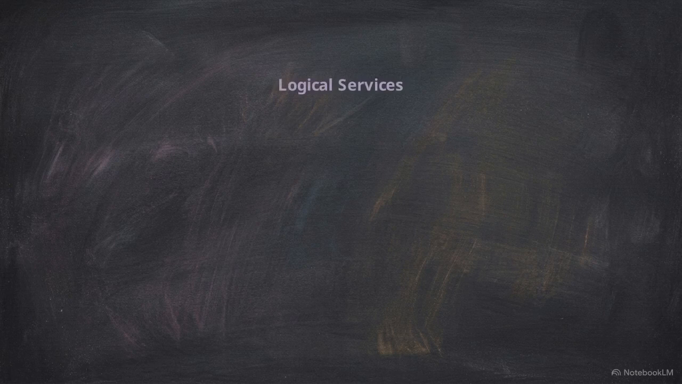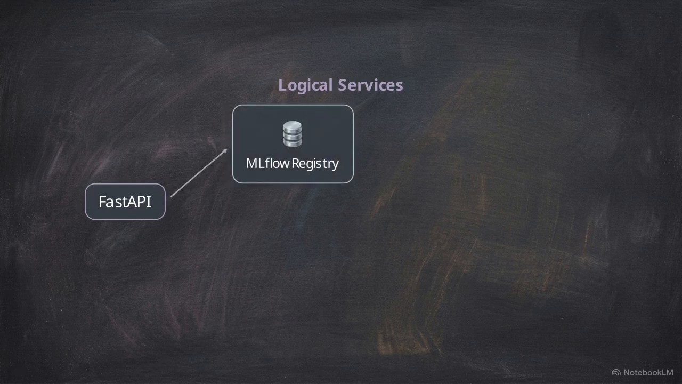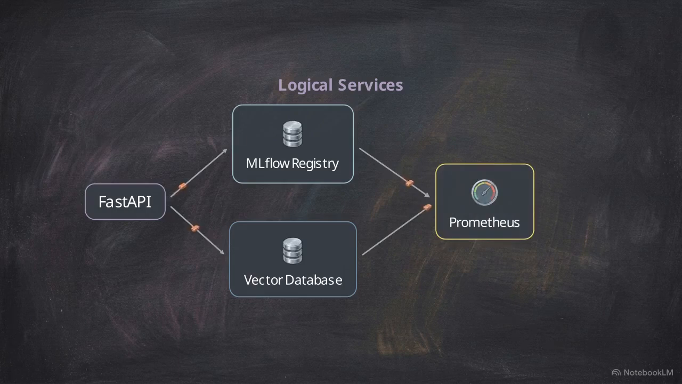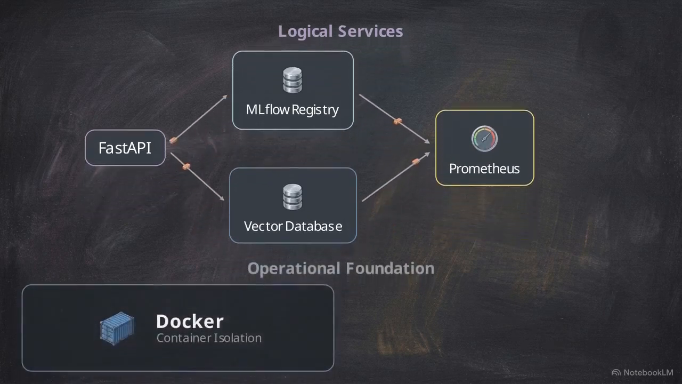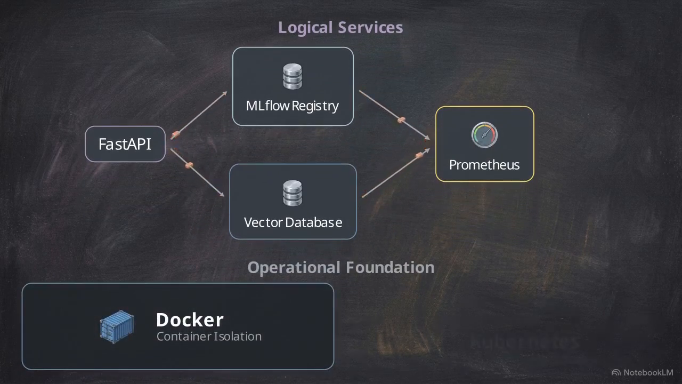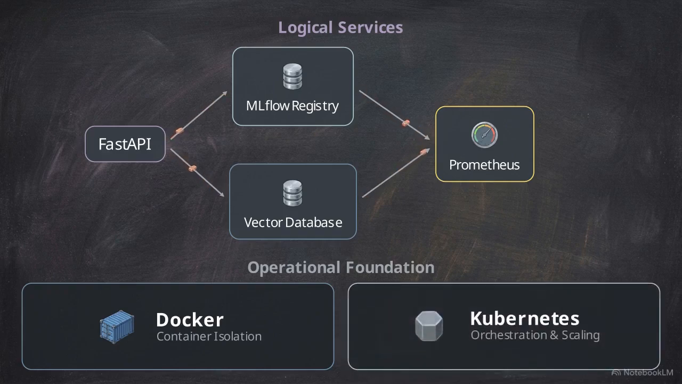This flowchart maps the architecture. We connect a FastAPI node for Python APIs through an MLflow registry for lifecycle management. We include a vector database for AI retrieval, ending at a Prometheus monitoring node. Underpinning these are Docker for containers and Kubernetes for scaling.